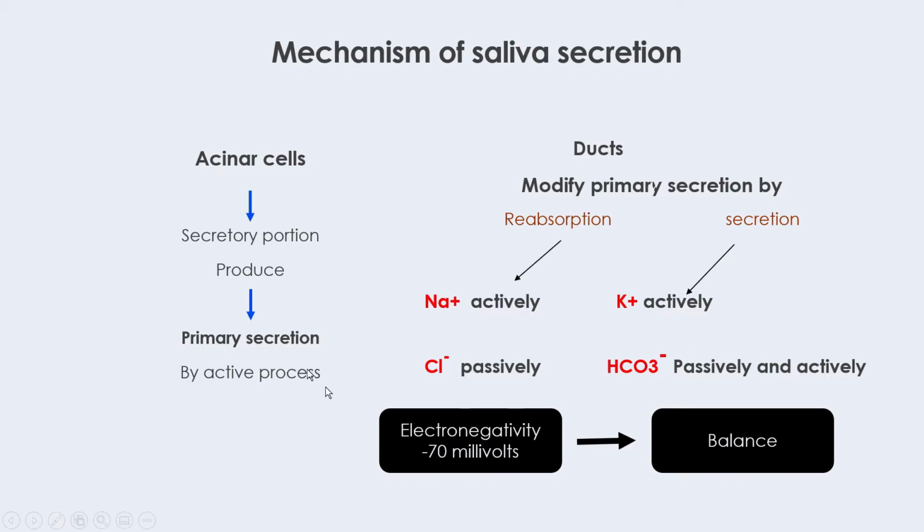So here we see that once the primary secretion has been prepared by the acinar cells, this will enter into the duct, and the modification of the primary secretion takes place in the ducts. First of all, the reabsorption of sodium occurs by an active process, and chloride by a passive process, and it will create electronegativity, right?